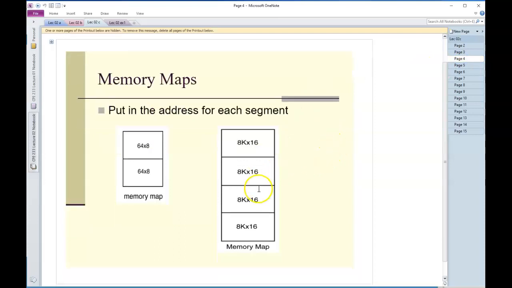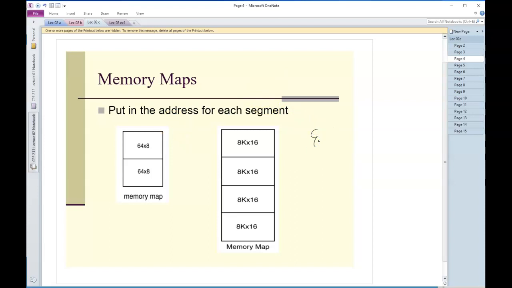Now this is a memory map example where what I want to do here is take a 64 by 8 and make it into a 128 by 8 memory. And what I want to do here is write the addresses in for it. So I'll do it with the easy one. Let's see if this is working. Then the examples on the next page here.